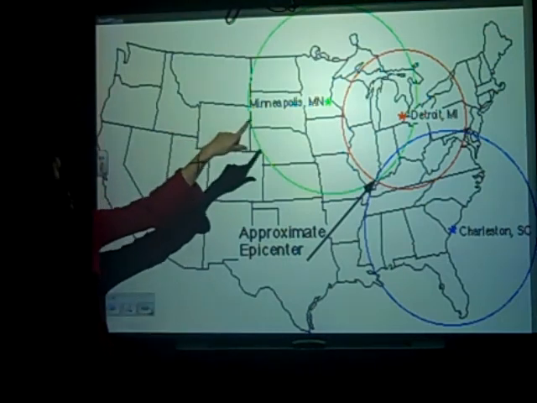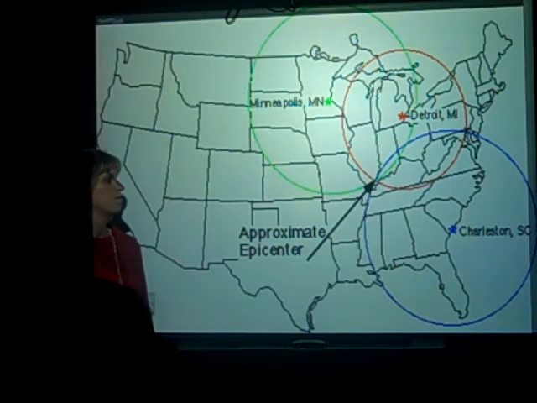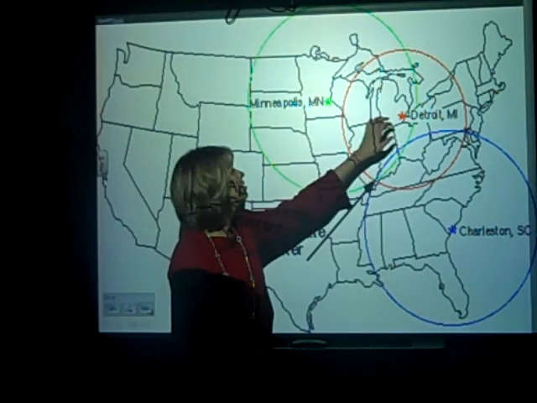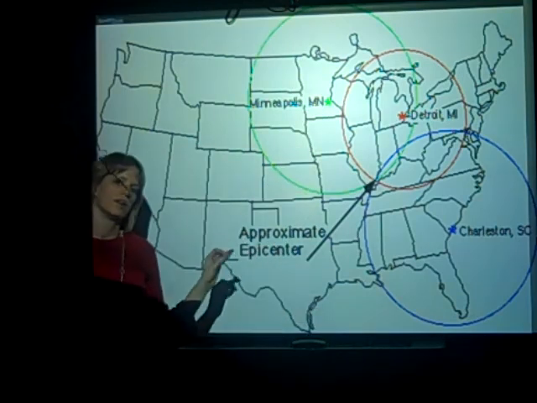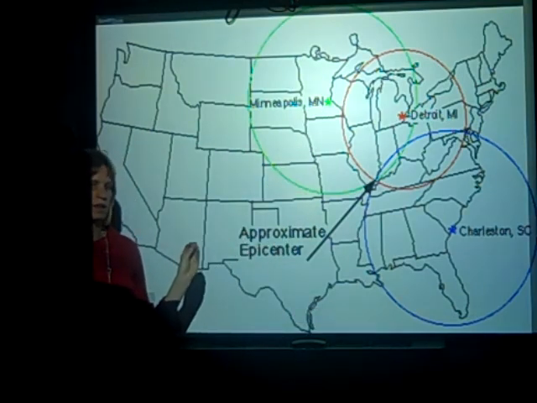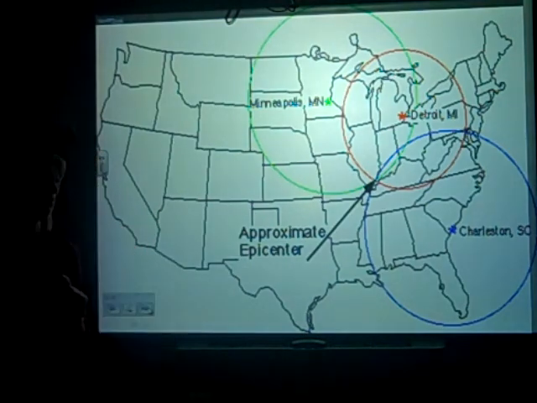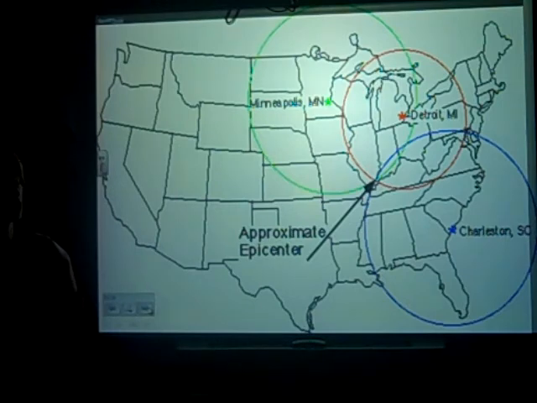You see here these 3 circles, and these circles are representing the distance that a quake is from Charleston, Detroit, and Minneapolis. Now, when I ask you this question, you should be thinking an answer to it. Are any of those 3 cities where the epicenter is? The answer to that is no. None of those cities are the epicenter of the quake.